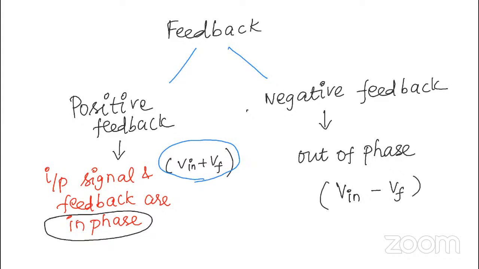So feedback is divided into two types, that is positive and negative. For the positive, the input signal and feedback should be in phase, and for the negative, they are out of phase. Okay, right. Next, let us see what formulas we use here.